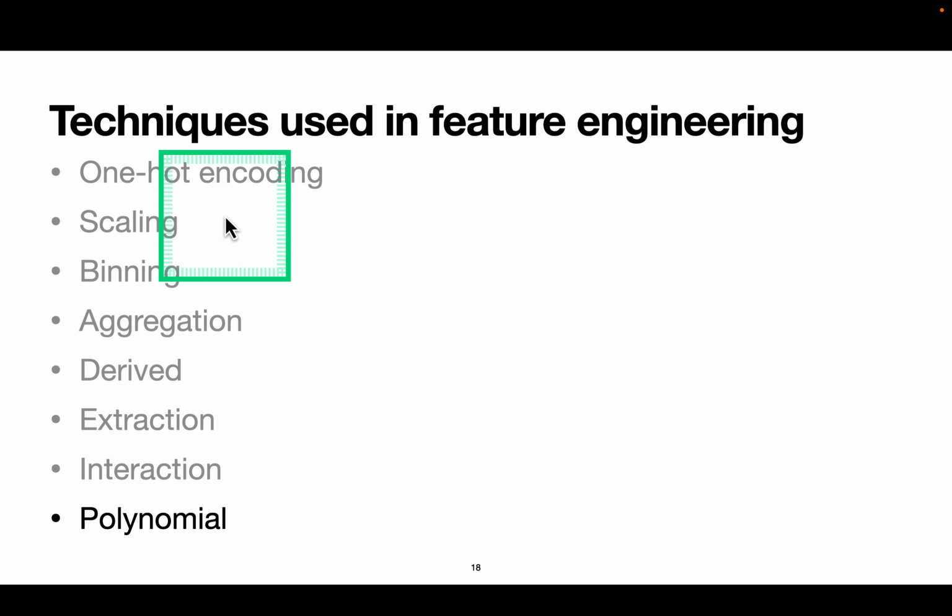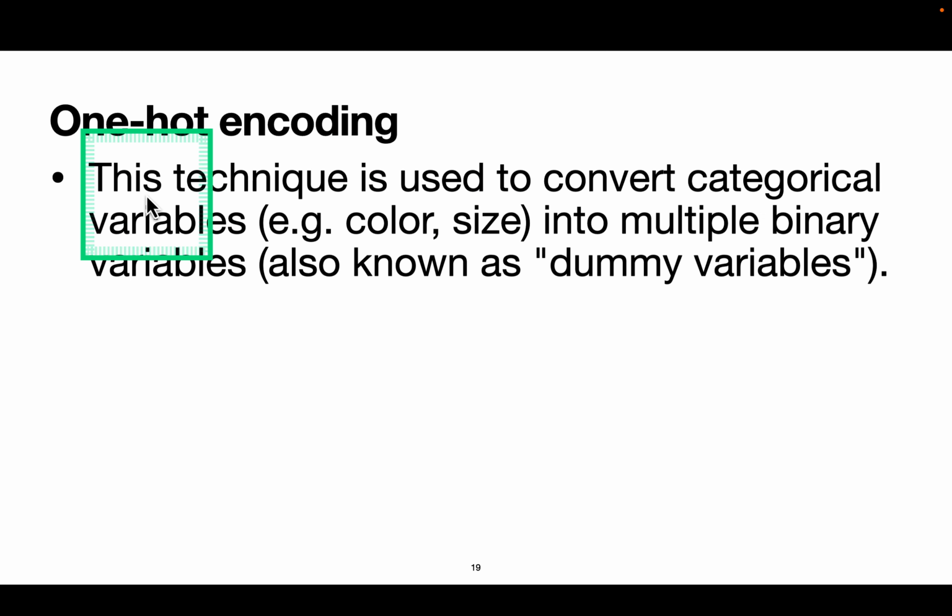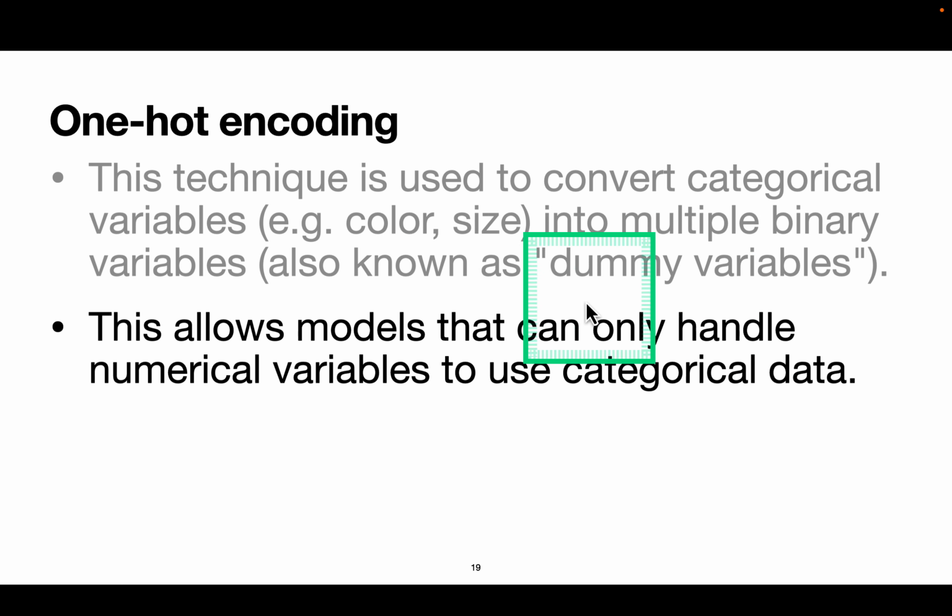So I'll be going through each one of them one by one. So first is one hot encoding. This technique is used to convert categorical variables, for example color, size, into multiple binary variables, also known as dummy variables. This allows models that can only handle numerical variables to use categorical data.